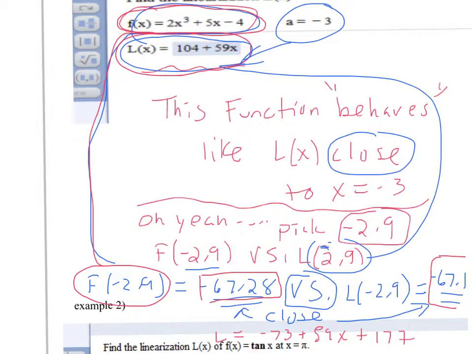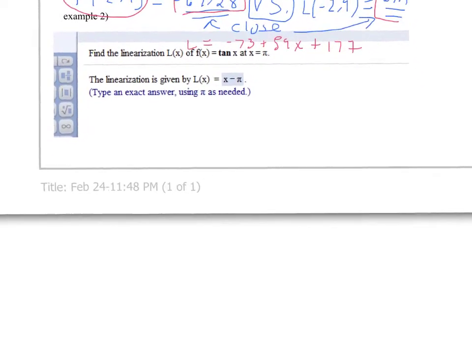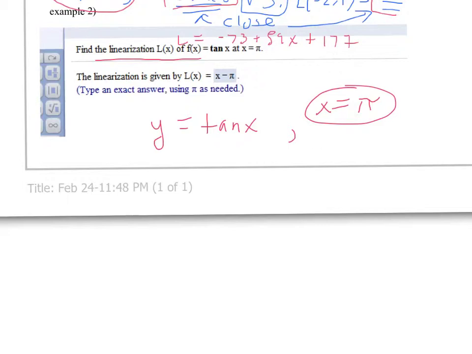Okay. I do have another problem that involves finding a linearization of a trig function. In fact, that's the last one. So now that you're comfortable with the algebra of that, I think we can just scoot on down to that one. I'll rewrite it. It says the function is y equals tan x, and we're given x equals pi, so that's like x equals a. It says to find the linearization, L of x, of the function tan x at x equals pi.